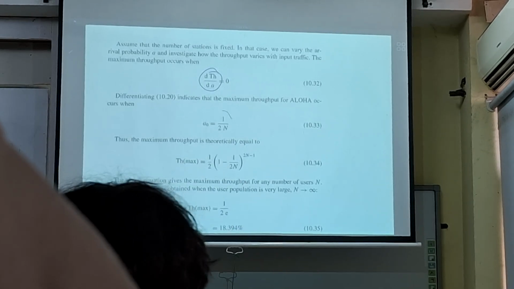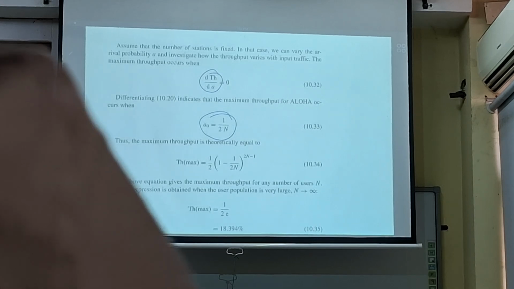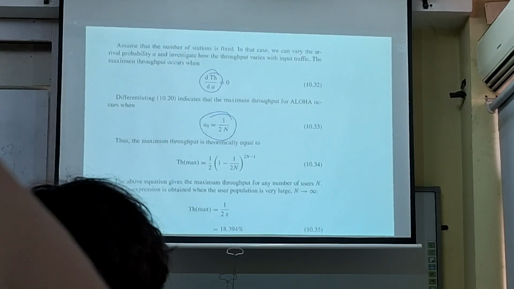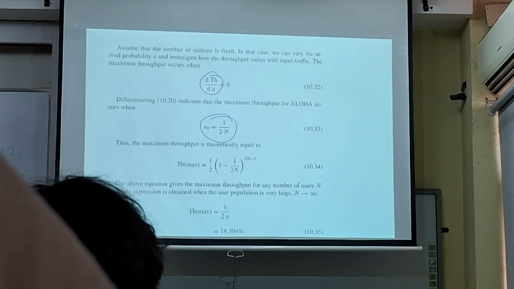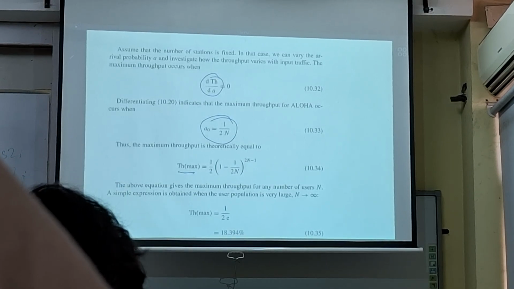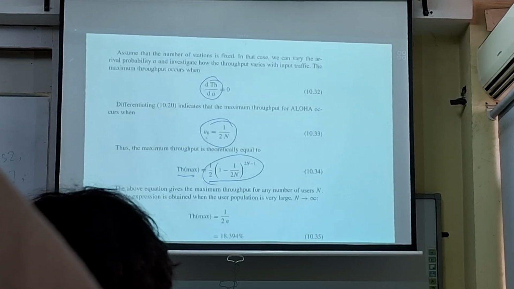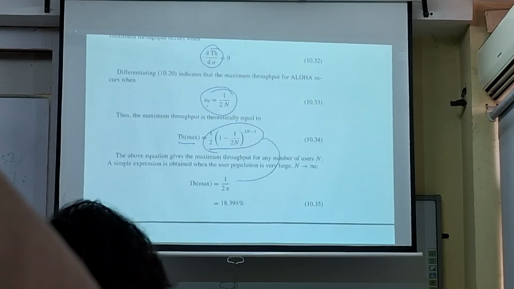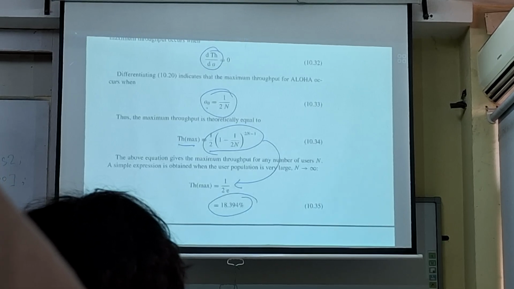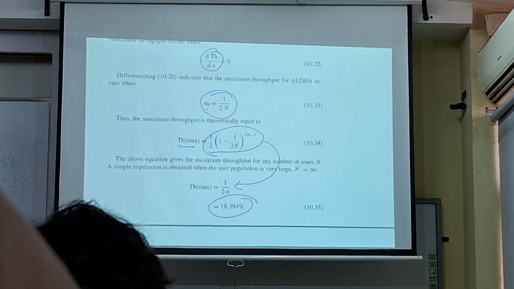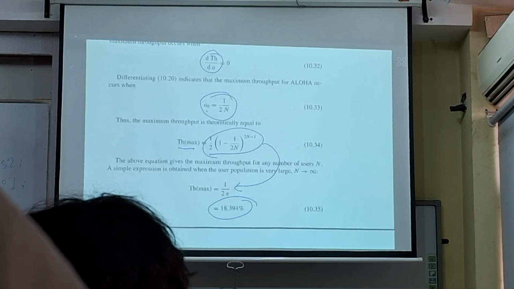Following the text, this is the value of A, which we define as A naught, for which the pure Aloha system has the maximum possible throughput. And the maximum throughput, by putting this value of A naught in the equation and simplifying, is this one. So pure Aloha sees a throughput of 18.4%.